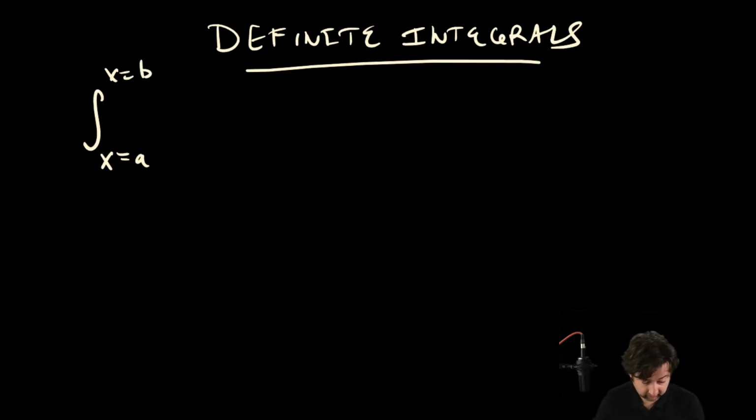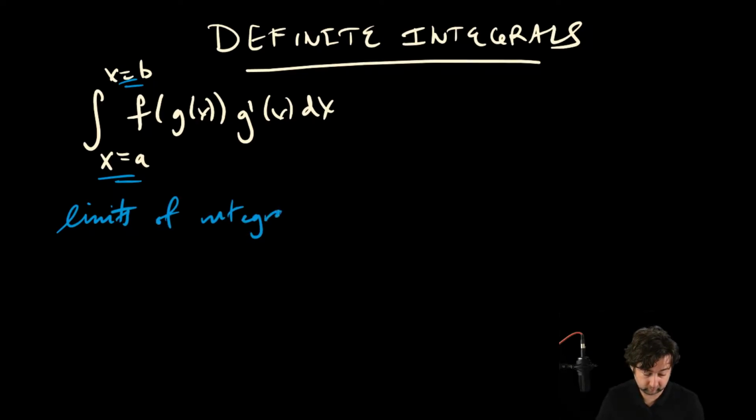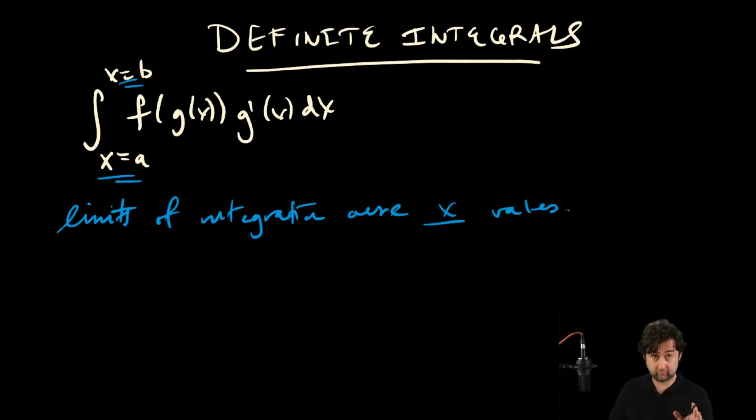That is to say, if I'm looking at f of g of x, g prime of x dx, if it has the form that we're looking for when we do substitution, when I make the substitution, I have to change every single x-type thing into a u-type thing. What I mean by that is the limits of integration are also x values. The limits of integration are x values. So they have to change too when I do a substitution.